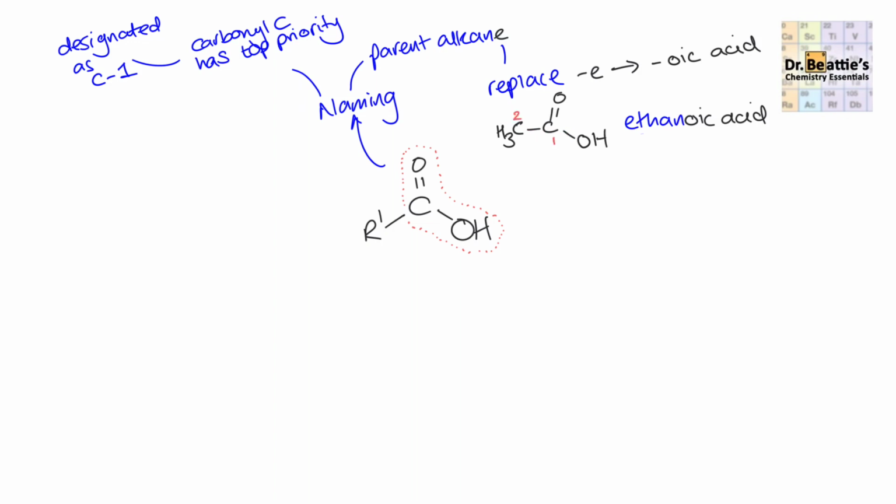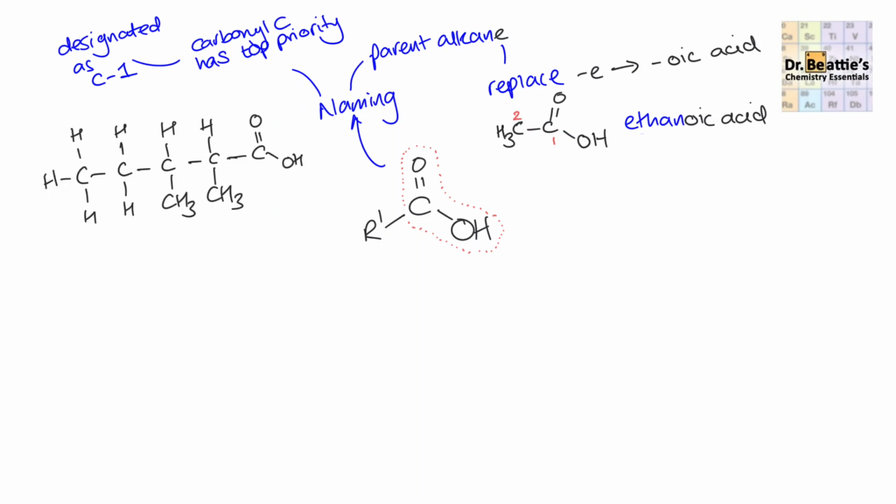Let's put this in practice with a carboxylic acid with some branching in. Okay, what I'd like you to do now is to try and pause the video here, see if you can name this particular carboxylic acid. Okay, so our longest alkane chain is going from this end all the way through to this end. Start this carbon as carbon 1 because it has top priority. Lead from there. That gives us the name of our parent alkane. So we're pentane.